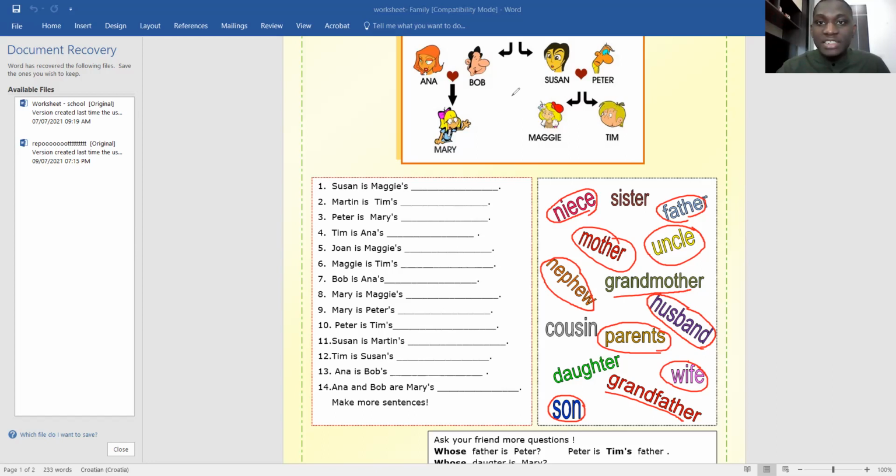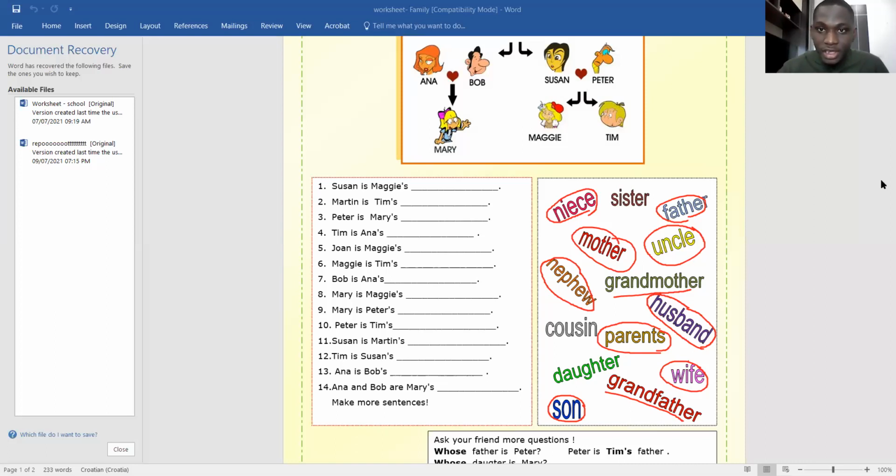Okay, so now you have to answer these questions from number 1 to 14. Look at the family tree and answer the question. Number 1, Susan is Maggie's... Okay, look at the family tree. Let's go to the family tree and see.